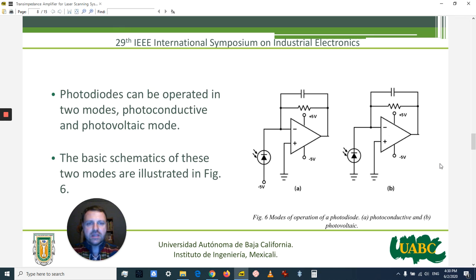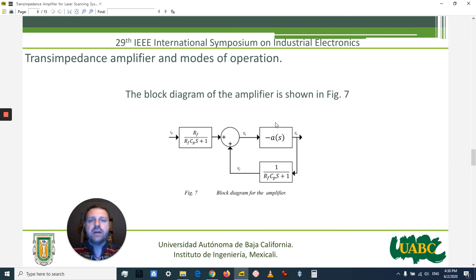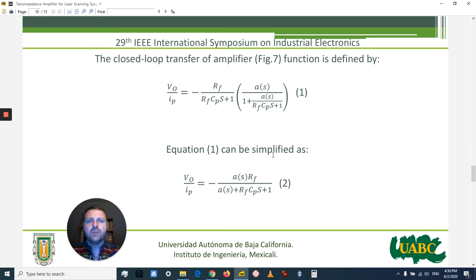The transimpedance amplifier can be modeled using the following block diagram shown here in this picture, which is widely used in the literature. It's represented by a positive feedback loop, or closed loop, which can be modeled using this equation, which can also be simplified using this equation.